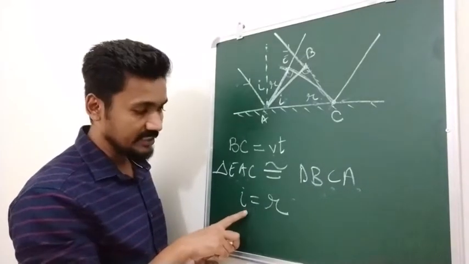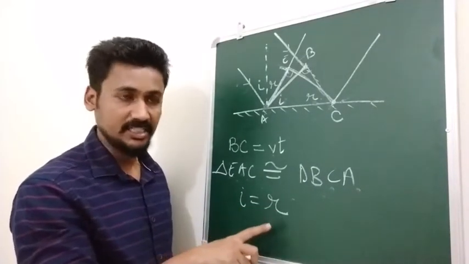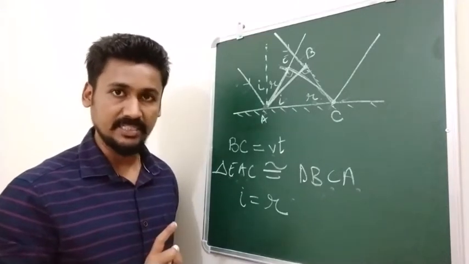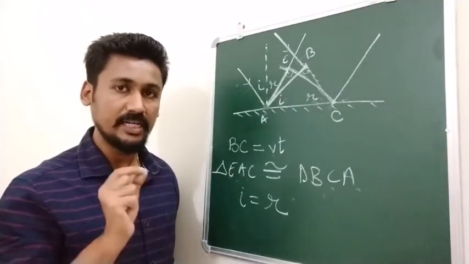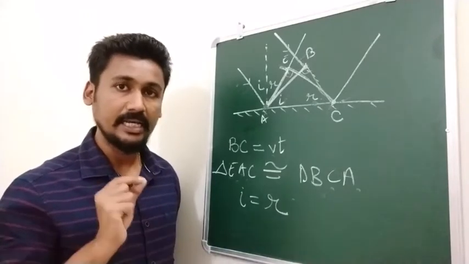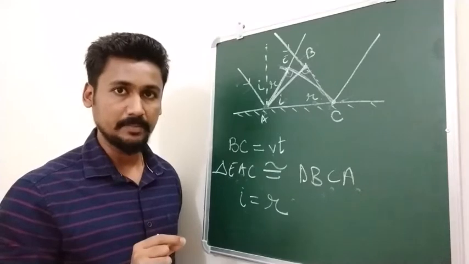That means angle of incidence is equal to angle of reflection. This proves the law of reflection. So by using Huygens principle, we have derived the law of reflection, which proves that both reflection and refraction can be proved by the Huygens principle.